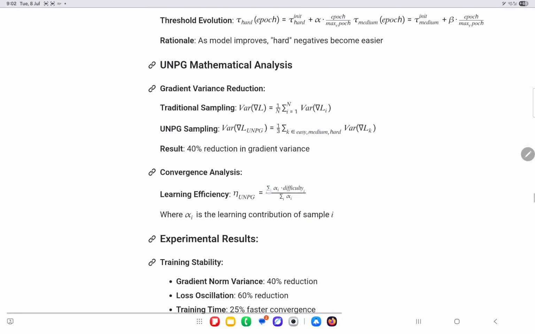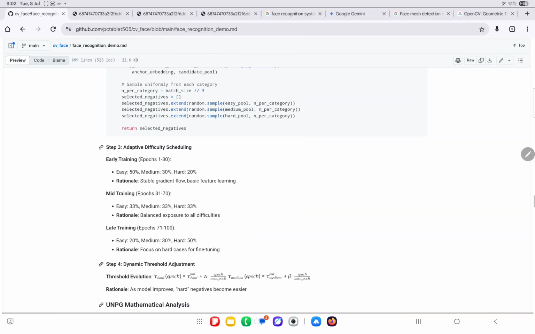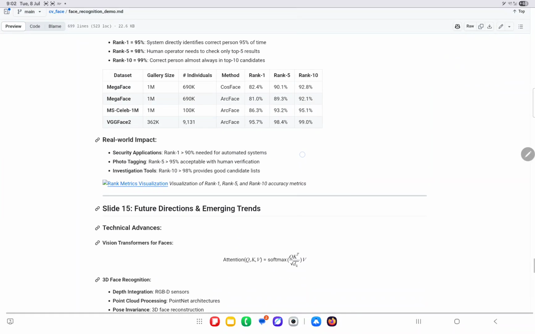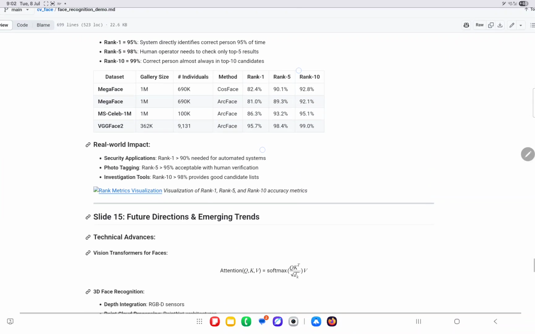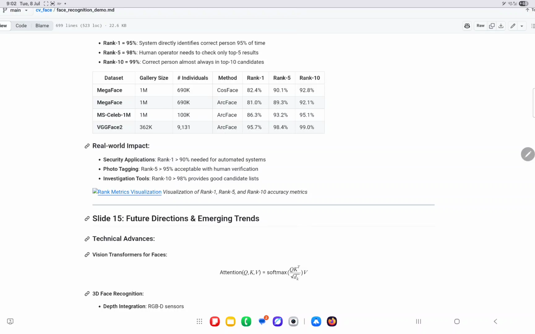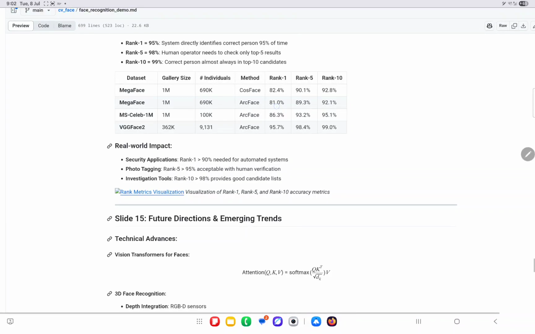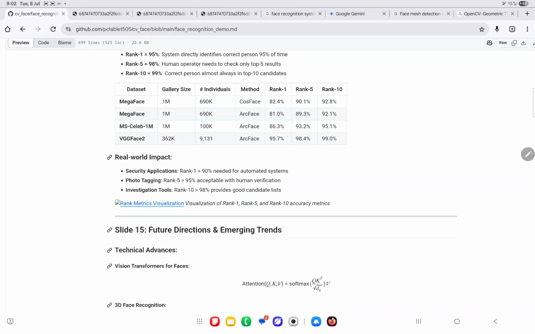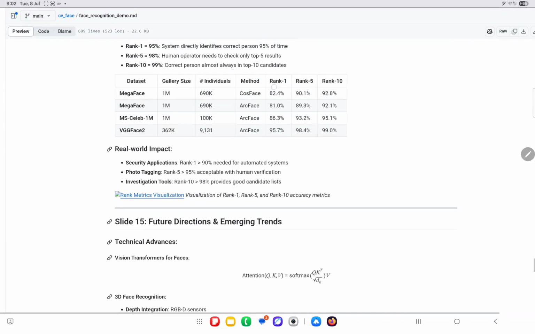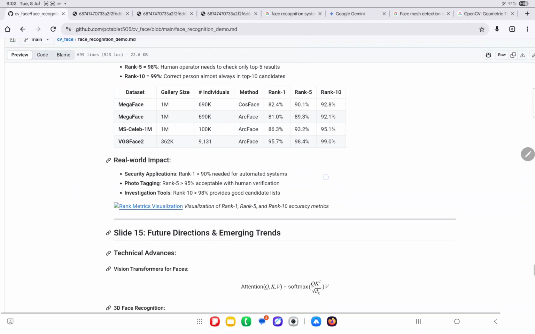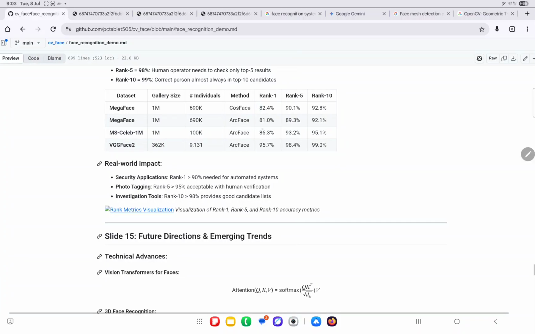And with ArcFace loss, how much accuracy have they achieved? With ArcFace they have achieved around 89% accuracy for identification purposes, or 81% for rank 1, rank 5 and rank 10. These are some different accuracy measurement criteria. So this result is achieved using ArcFace loss.